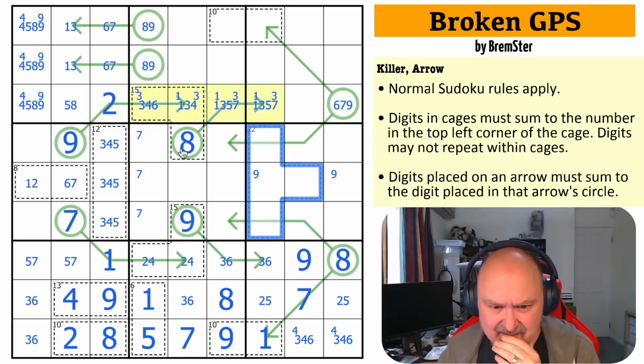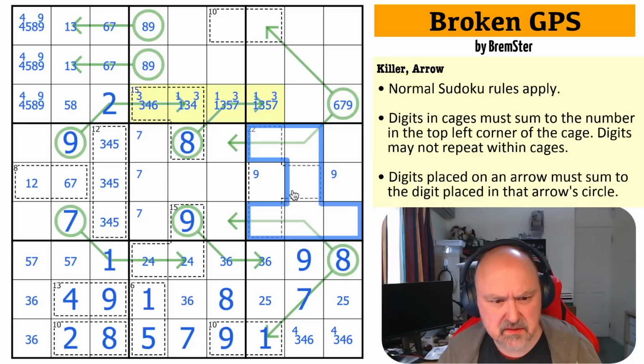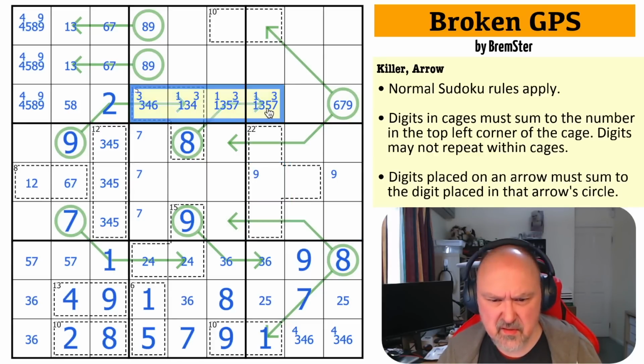Okay. So these have to sum to 7. And these have to sum to 8. But I can ignore the 15 cage now. I've done all the work on that. 3, 4 or 1, 6. Seven in this box. It can't be there. It can't be on the arrow. So 1, 3, 4, 7. Or 1, 3, 5, 6.